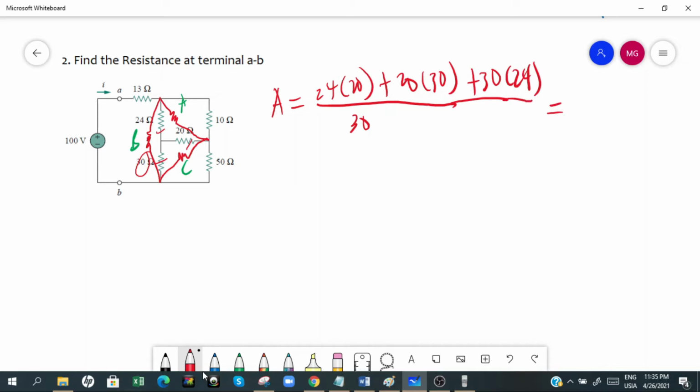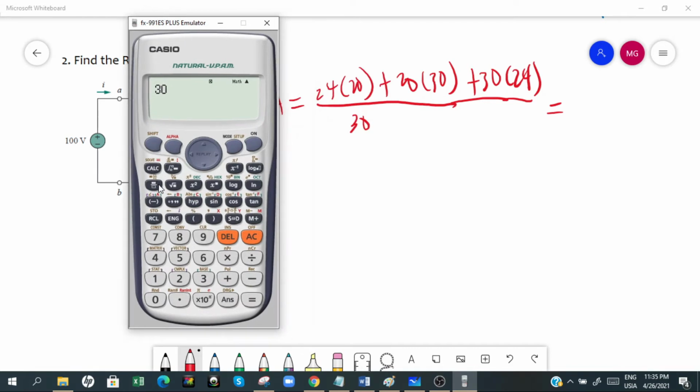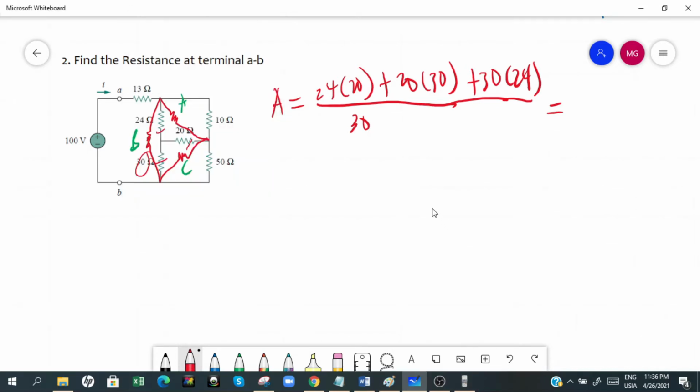Now A here is equal to, so we have 24 times 20 plus 20 times 30 plus 30 times 24, divided by 30. So the result is 60 ohms. So we have here A is 60 ohms.